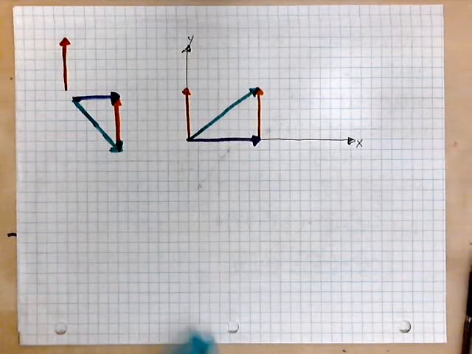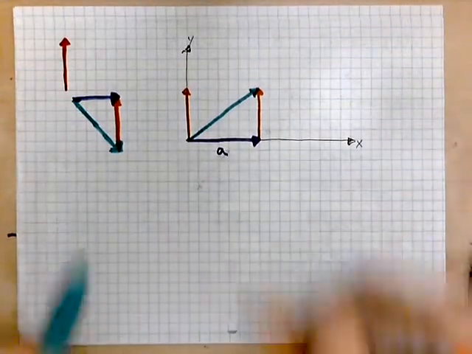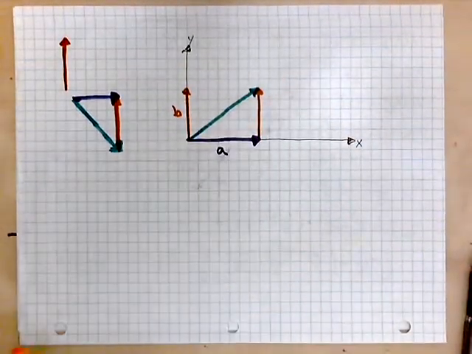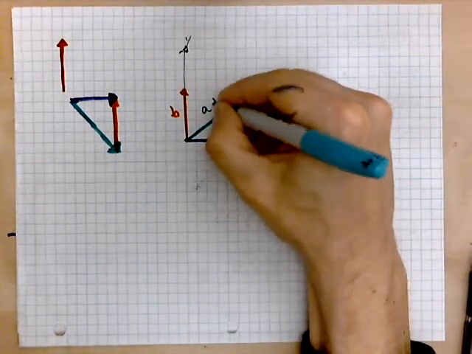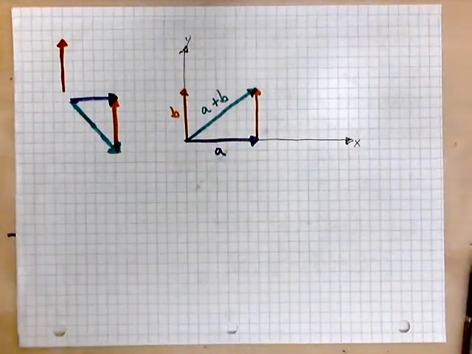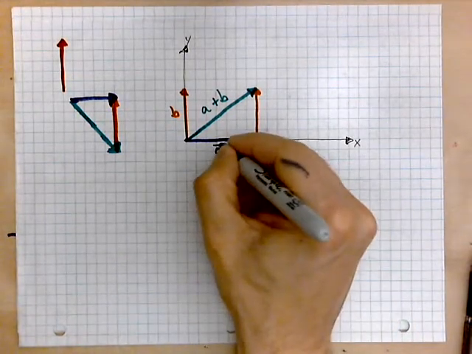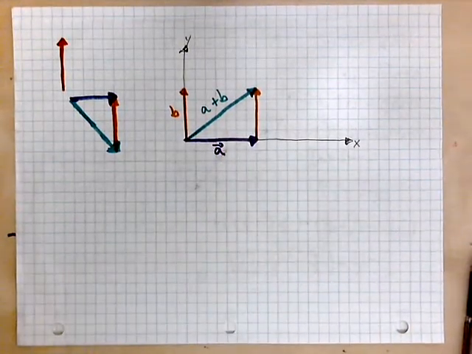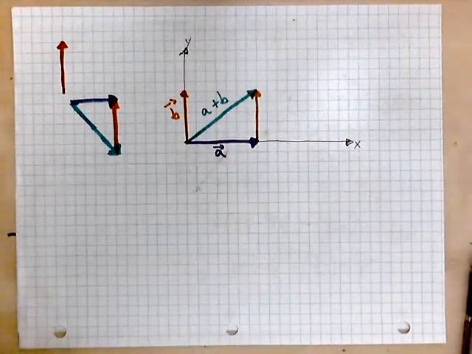Okay, so let's label them a little. Say we call this one A. Say we call this one B. In the light blue, we could call A plus B. And here it's also common to mark these up further by having little arrows above the letters to indicate that these are vectors. Okay?